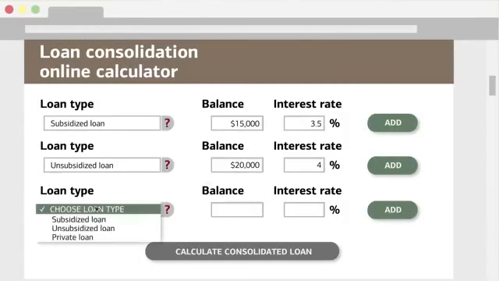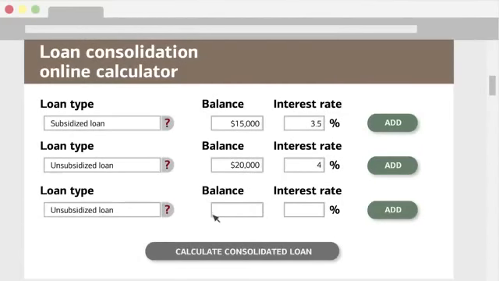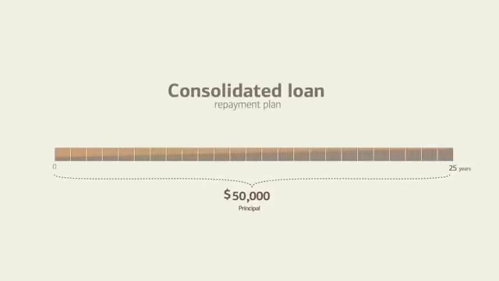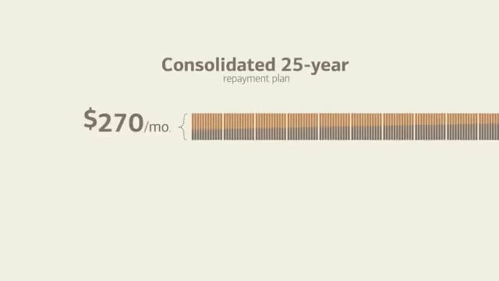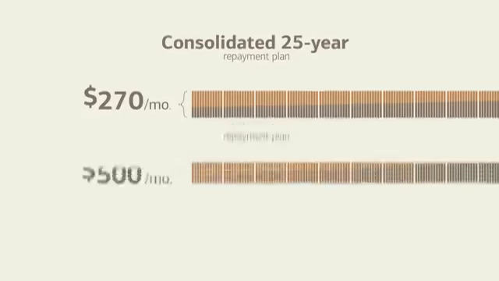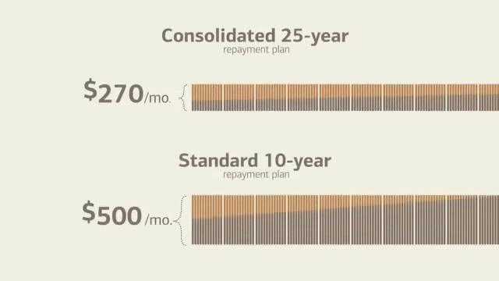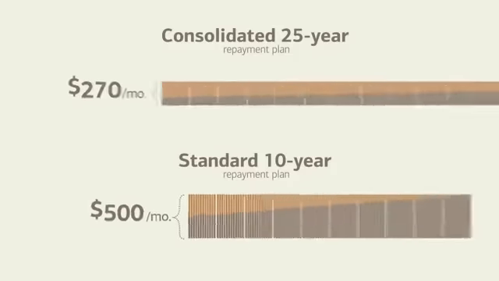Now, entering your loan information into a loan consolidation calculator, you'll find that consolidating your loans gives you a new repayment period, which is figured based on the amount you owe. The more you owe, the longer this repayment period will be. It can vary from 10 to 30 years, but in this case, it's going to be 25 years, and your new monthly payment will be about $270. That's a lot less than the $500 a month you would have spent on a standard 10-year repayment plan.